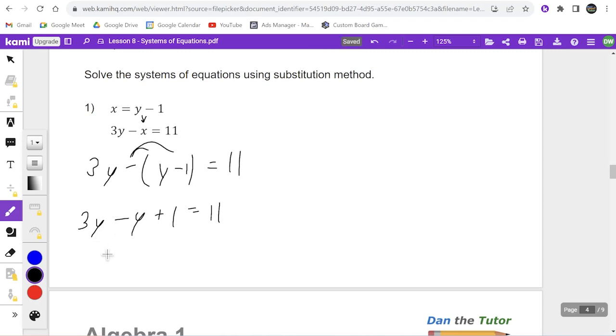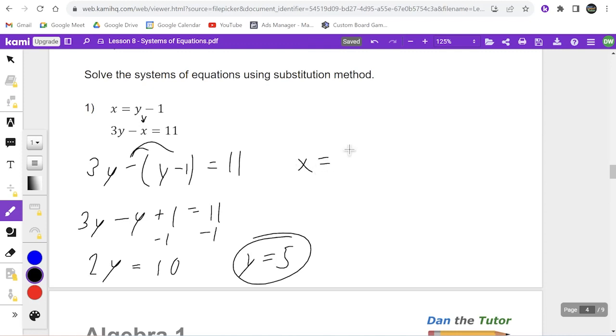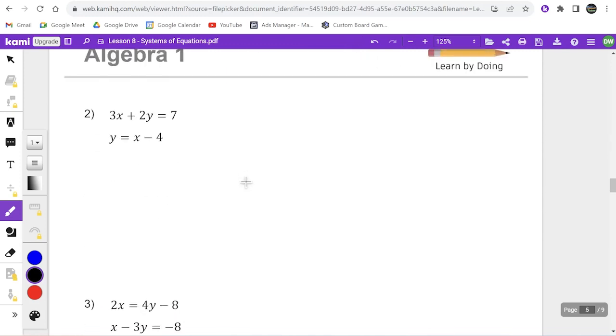And now I can combine like terms, so that's 3y minus y is 2y. And then I can subtract 1 from both sides as well, and I get 2y equals 10. So divide both sides by 2, it looks like we get y equals 5. And then for x, well, x equals y minus 1, so 5 minus 1 looks like x equals 4, and we're done. Any questions on that one? Okay then. How about you try number 2 on your own? And then pause the video.